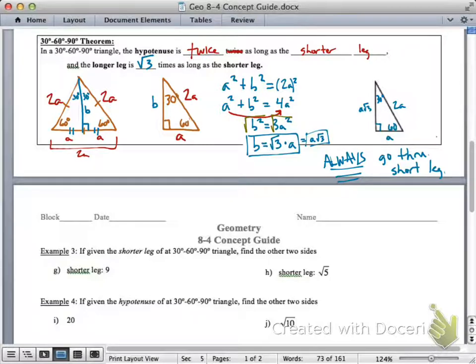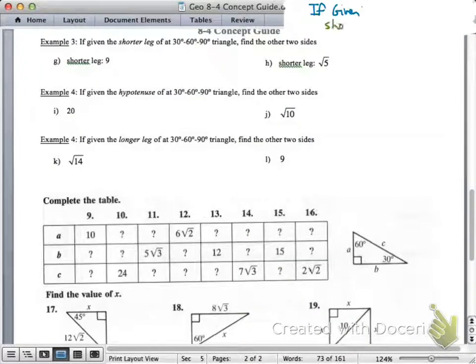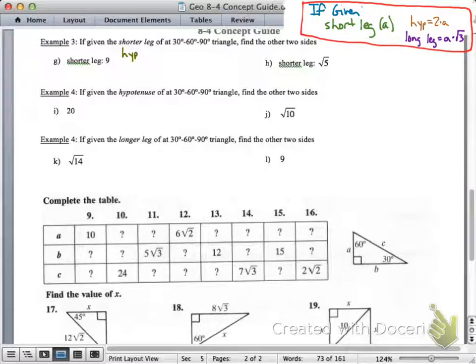Okay? Now, let's go over these examples on the back side. All right, example 1. If you're given the shorter leg, this is the easiest scenario. If you're given a shorter leg, the hypotenuse is double the shorter leg. The long leg is the shorter leg times the square root of 3. Let's see this in work. Okay. Question G here. If the shorter leg is 9, the hypotenuse is the short leg times 2, 18. Simple enough. The long leg is going to be the short leg times the square root of 3. 9 times the square root of 3. That's how it simplifies.